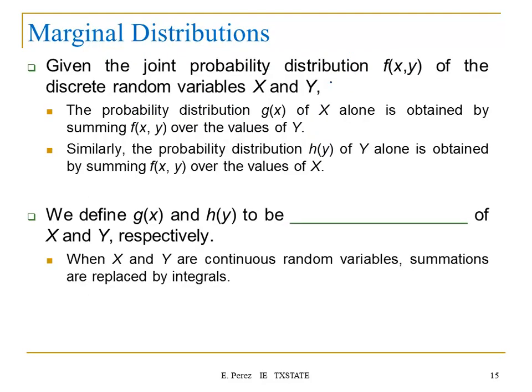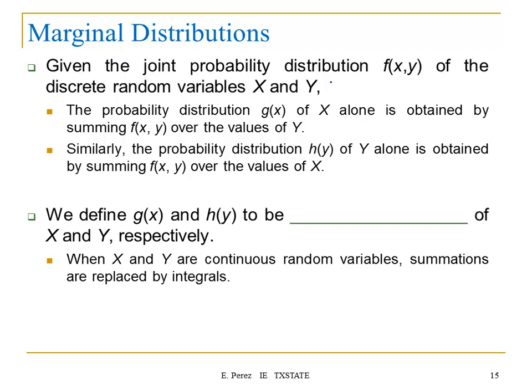Okay, so now remember what I mentioned, that we were going to talk about those columns and rows in the table from the first example we discussed. Now we're going to touch on that, and we are discussing what our marginal distributions are. Given the joint probability distribution f of x and y of the discrete random variables x and y, the probability distribution of x alone is obtained by summing f of x and y over the values of y.